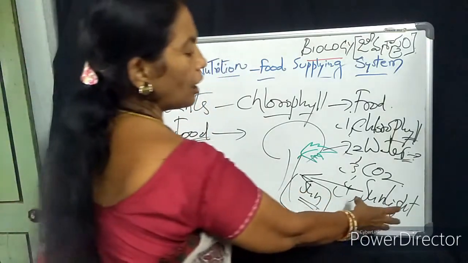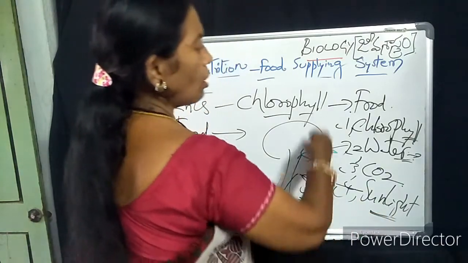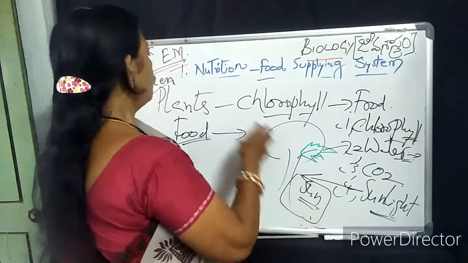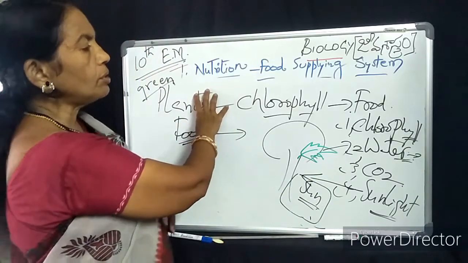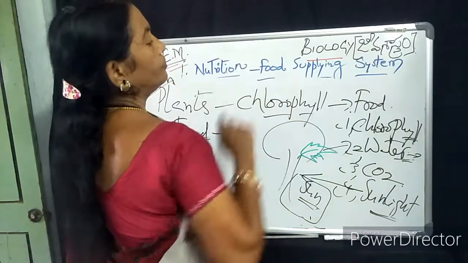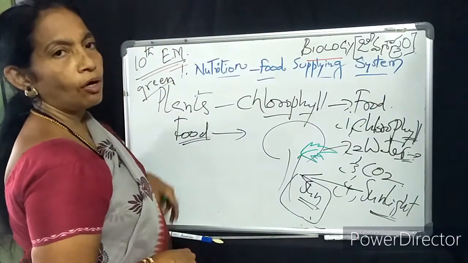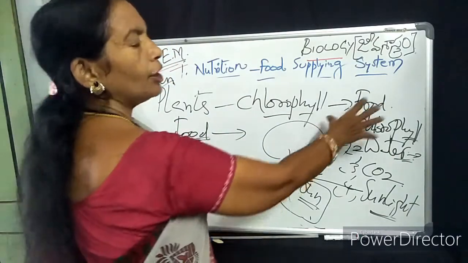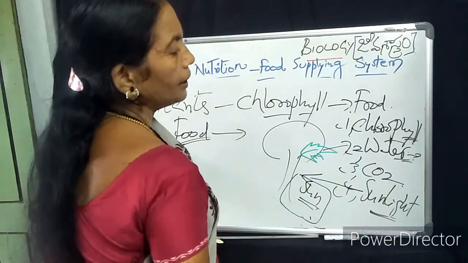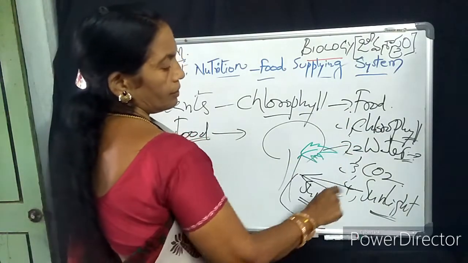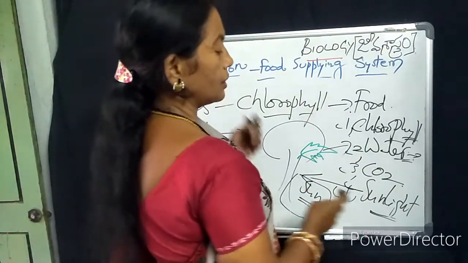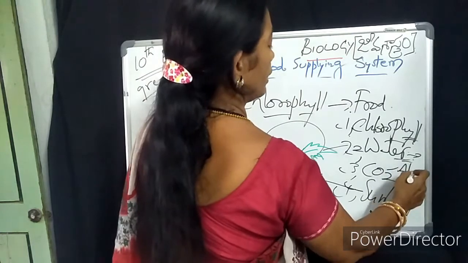So these four materials are needed for green plants to make food, to prepare their own food, or for their nutrition. What are these things? Chlorophyll, sunlight, water, and CO2. CO2, carbon dioxide, comes from the atmosphere itself.